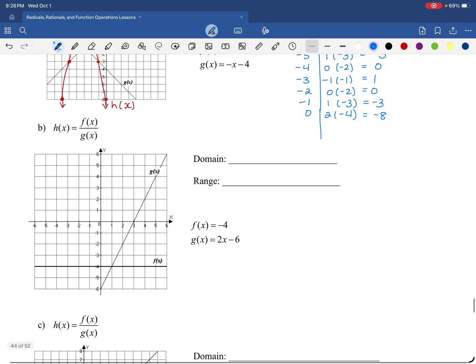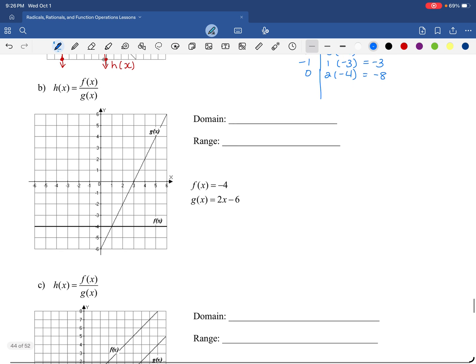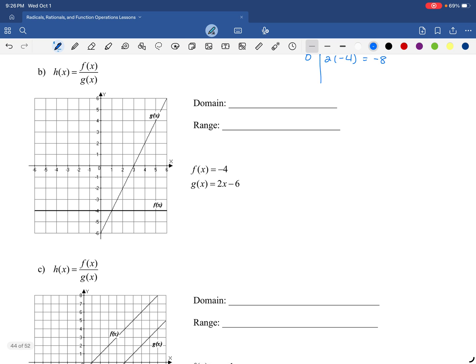So this is a quotient function, so f divided by g. So order is going to matter. There are your two functions if you want to actually take a look at it in terms of graphing it. I am just going to quickly write this here though, because function h is defined as function f, which is -4, over function g, which is this 2x - 6. So in other words, if I take myself back to lesson 5, that means I should factor this 2 out here. So if I factor this 2 out here, I'm actually left with x - 3.